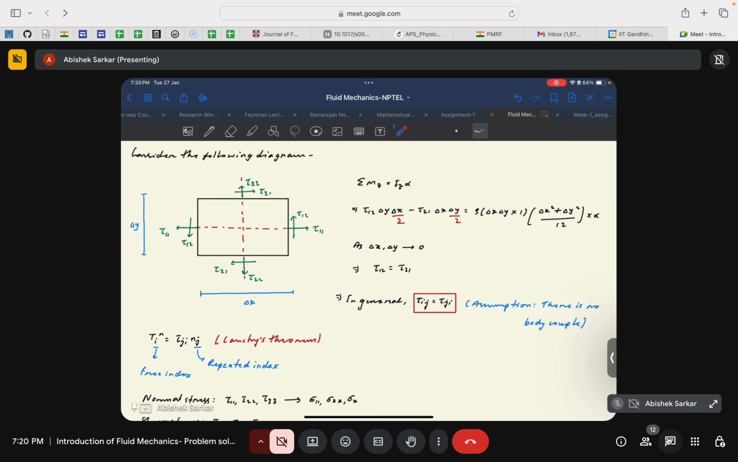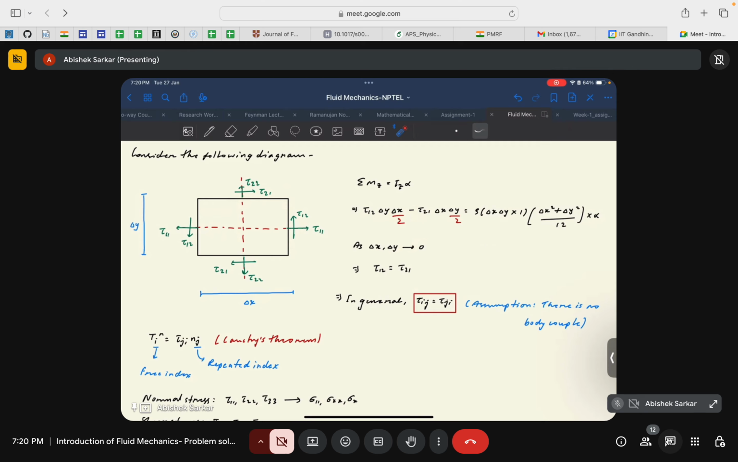If you solve this and consider the approximation of delta x and delta y to be 0, then you will see that our derivation boils down to tau 1 2 equal to tau 2 1. Because this side will be equal to 0, and you can take delta x delta y common, considering these are non-zero but very small, that's why it's approaching 0. Then we end up with tau 1 2 minus tau 2 1 equal to 0, or tau 1 2 equal to tau 2 1.